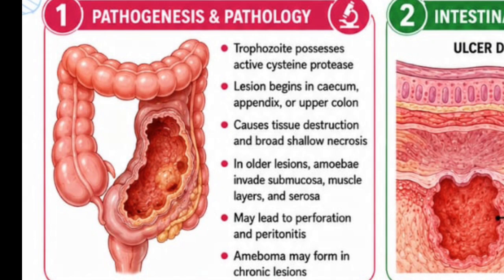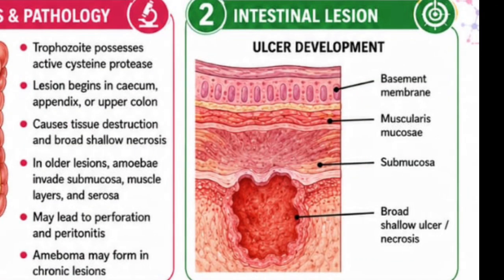Amoeboma may form in chronic lesions. We call it amoeboma. So when there's often recurrent infection in that particular part, what happens? You may see it cause many lesions, starting to perforate different walls of the large intestine. So you can see the intestinal lesion here. Look at the intestinal lesion. The intestinal lesion is eating through.